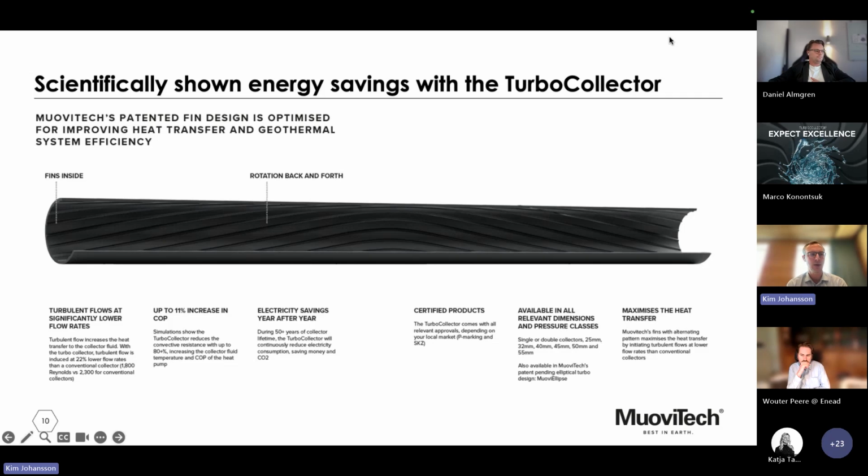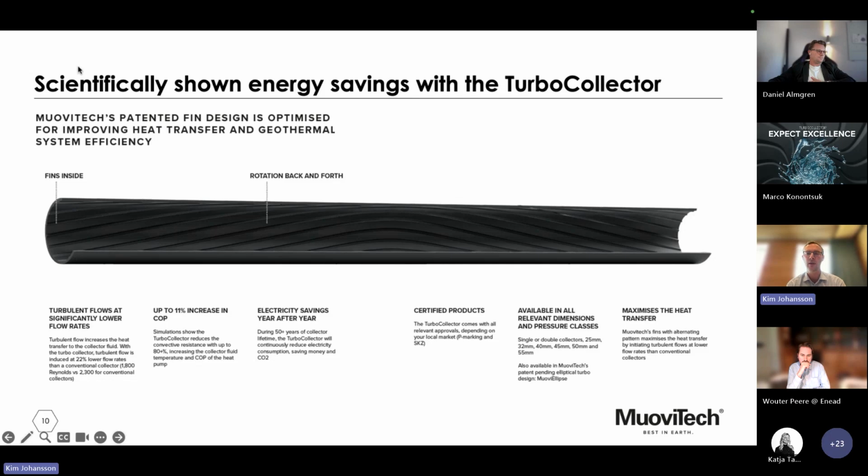And if you compare that to the lifetime expectancy of the heat pump, we could quite fast realize that during these 50 to 100 years, you have changed your heat pump several times. The TurboCollector is a certified product. In the Nordic countries, we have one certificate called P marking, and in the rest of Europe, we are mostly using a certificate called ESCOCET. It's also available in all relevant dimensions, starting from 25 millimeters up to 55 millimeters.